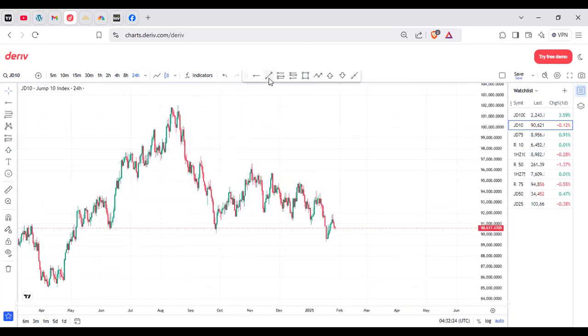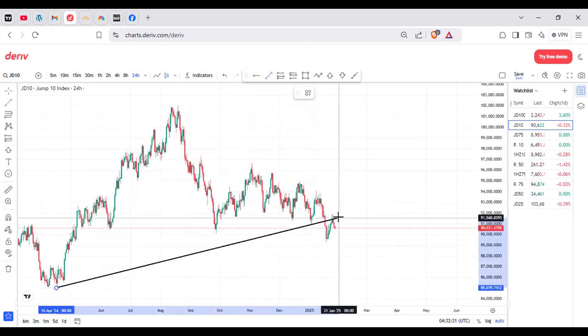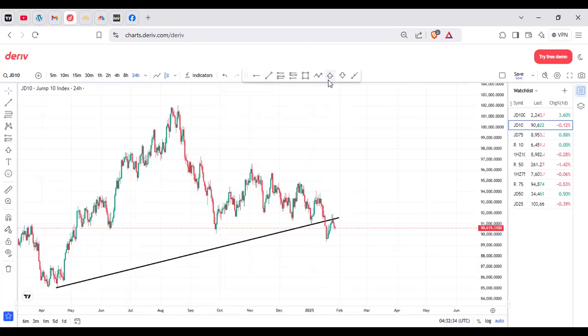When I say this is straightforward, this is what you must do. From here, what is it you have? First time, right? Move this one to the right. What is it you have there? This one is Jump 10 Index. This is your first time. This is your second time. Your trend line was broken. As it was broken, the market went down.